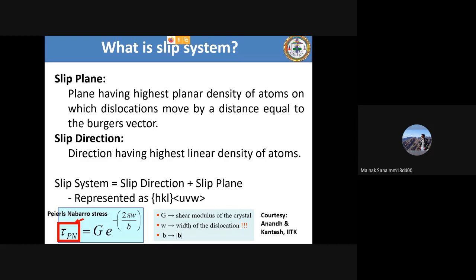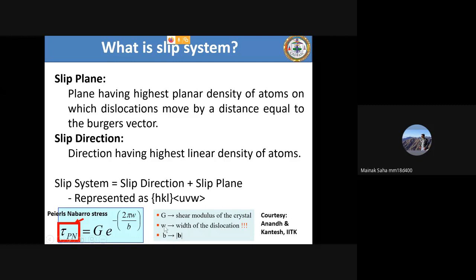So what really occurs is that this width that I have told you, that's the W, which I've not written, you can note it down. That is equal to A upon 1 minus mu. A is nothing but the atomic spacing in the slip direction. Okay, and B, I told the wrong thing about B, because B here is not the Burgers vector. B here is the distance between the slip planes. So please make a correction.